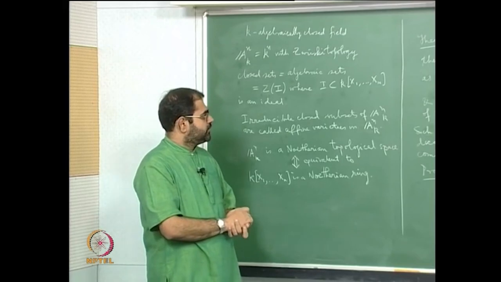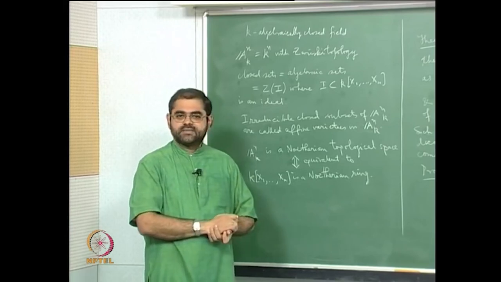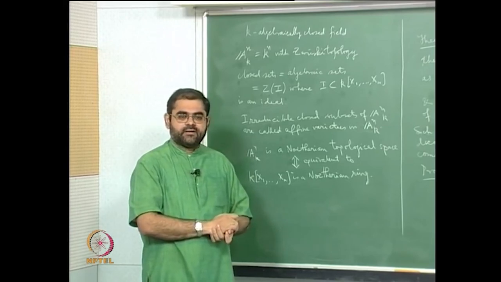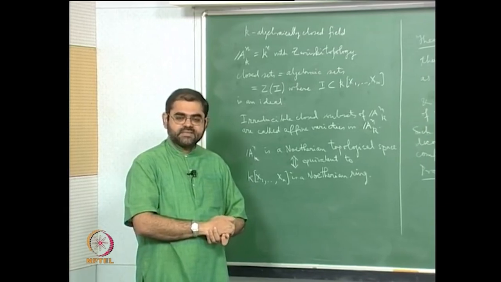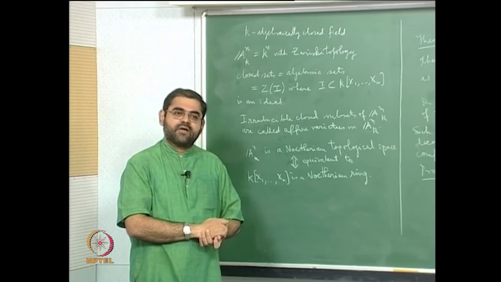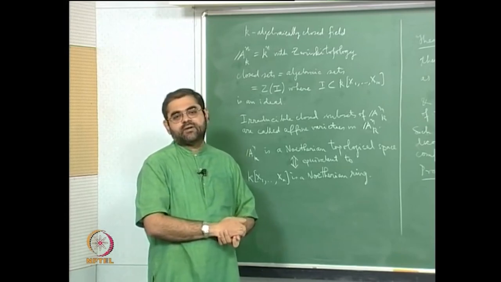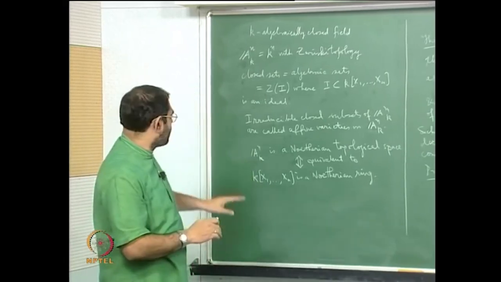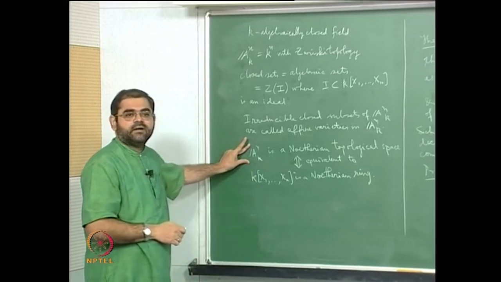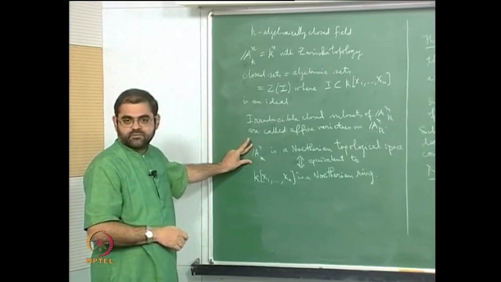So DCC for closed sets is the same as ACC for open subsets, and DCC for closed subsets is the same as saying that any non-empty family of closed subsets has a minimal element, and that is equivalent to saying that any non-empty family of open subsets has a maximal element. So these are all various avatars of the definition of the Noetherianness of a topological space.